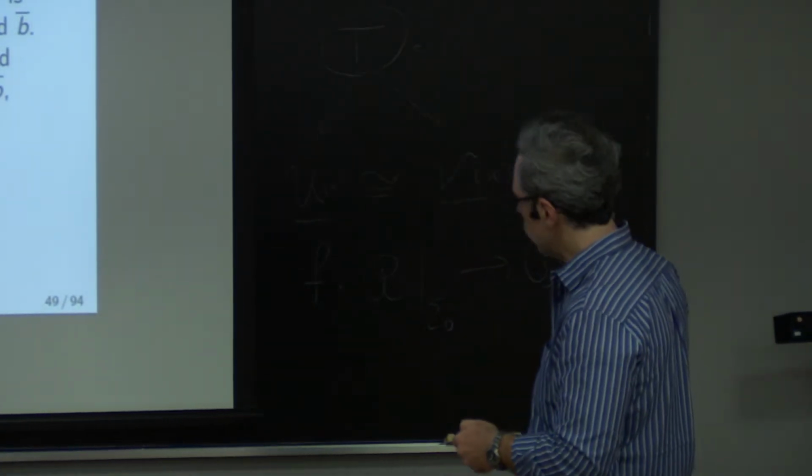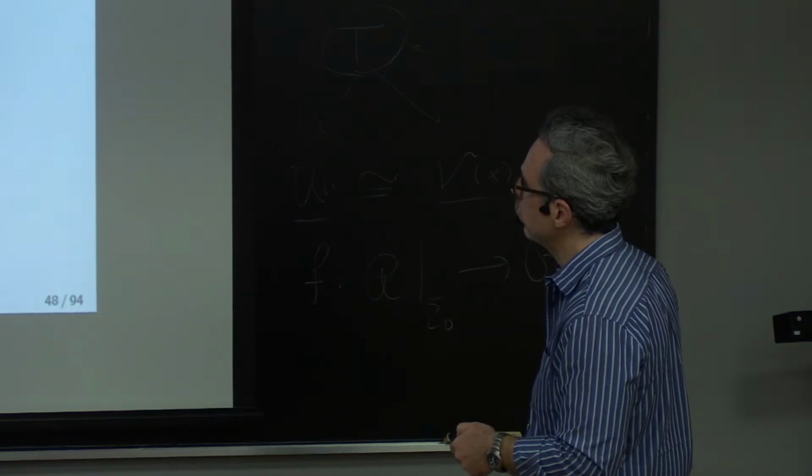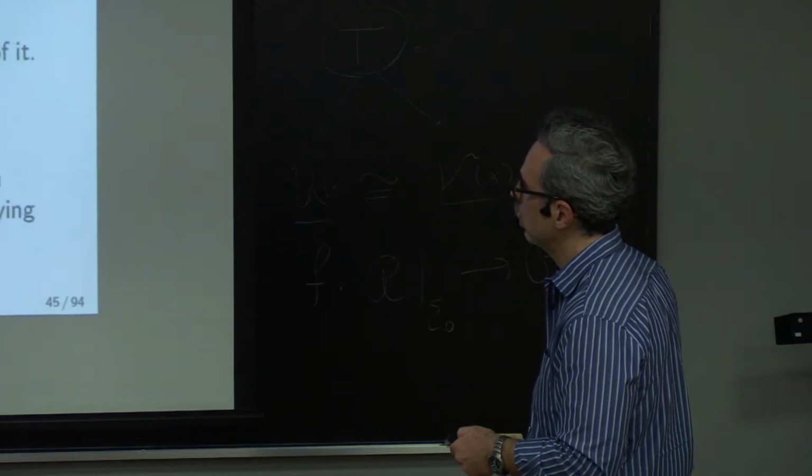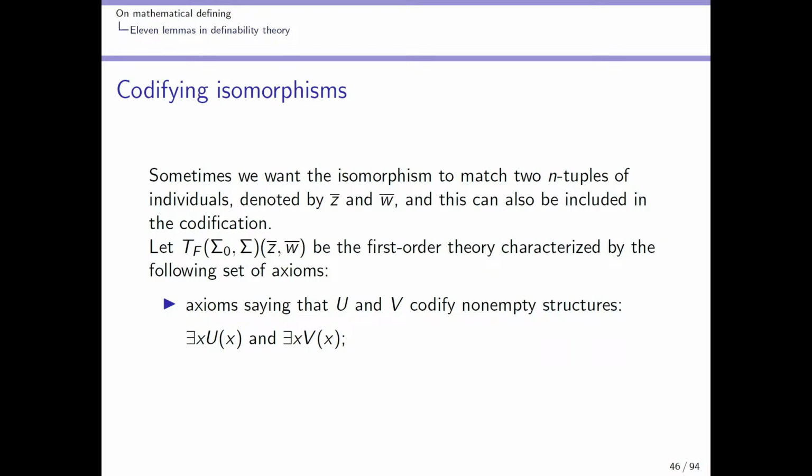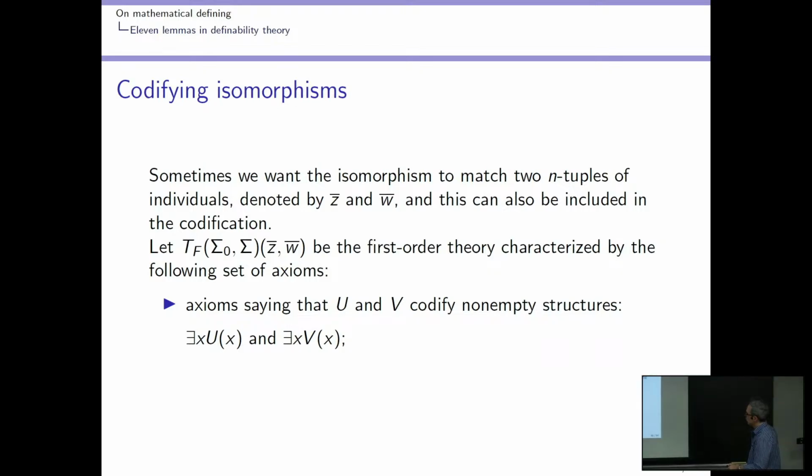This theory is saying nothing about A and B, right? If you add axioms saying that, for example, A and B are linear orderings, and you show that the resulting theory is consistent, then you have shown an isomorphism between linear orderings. So you have constructed such a thing.